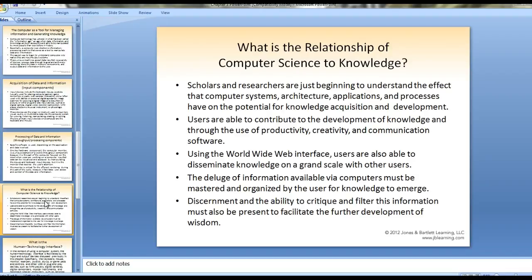Using the World Wide Web interface, users are also able to disseminate knowledge on a grand scale with other users, right? Exchanging information. In this chapter, we're not discussing the validity of that information, but that is something that's important to do. So we have all this information available, and we have to master and organize it so that knowledge can actually emerge.